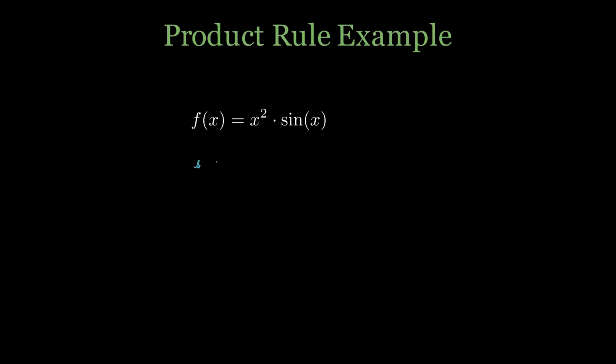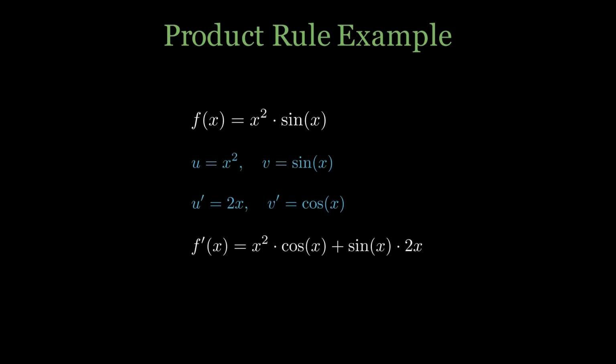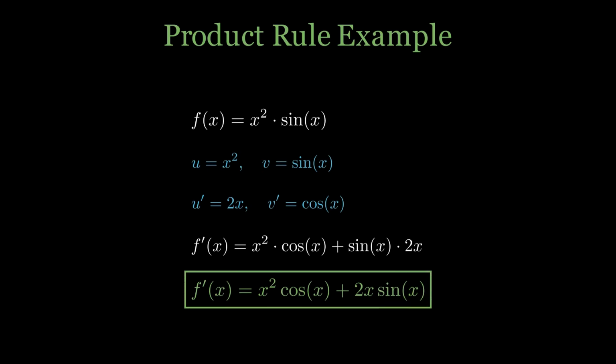For example, if you take f of x equals x squared times sine of x, then the derivative using some clever mathematics will give you x squared times cos of x plus 2x times sine of x.